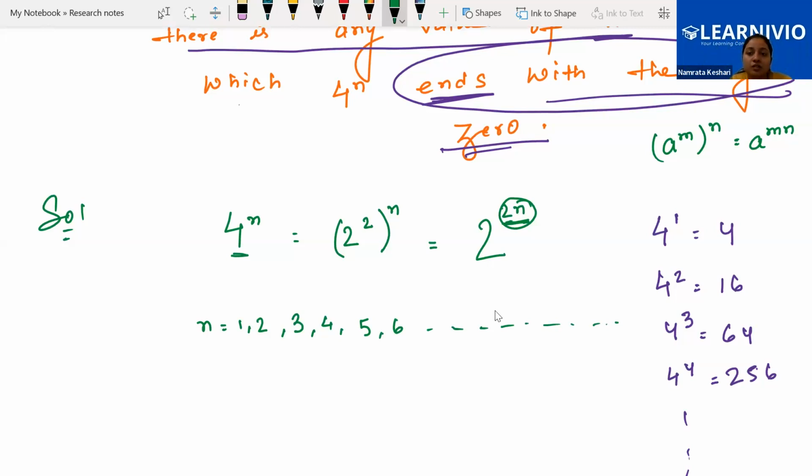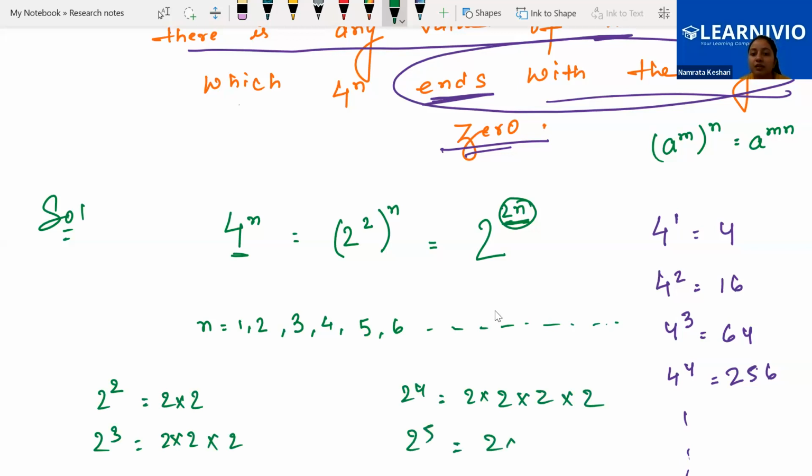Yes, ma'am. This is how we can write 2 to the power 2n. Whatever is the power, that many times 2 will get multiplied with itself, right? If we have 2 squared, it will be 2 into 2. If we have 2 to the power 3, it will be 2 into 2 into 2. If we have 2 to the power 4, it will be 2, 2, 2 and 2. If we have 2 to the power 5, it will be 1, 2, 3, 4, 5. It depends upon the power of 2.